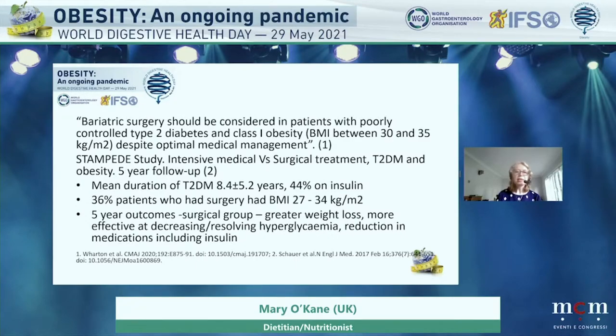And the Canadian guidelines, like others, recommend that bariatric surgery should be considered if people are not optimally managed with medical treatments. And in this study, the Stampede study looked at intensive medical treatment, which would have included anti-obesity medications, versus bariatric surgery in people with type 2 diabetes and obesity, and there's a 5-year follow-up. So for me, what's interesting in this study is that it's a mean duration of diabetes of 8 years and that 36% of those going forward for surgery have class 1 obesity. And what they find is that at 5 years, those who go forward for surgery have a greater weight loss, they have better diabetes control, and there's a reduction in medications, including insulin. So this is definitely an option for this patient.